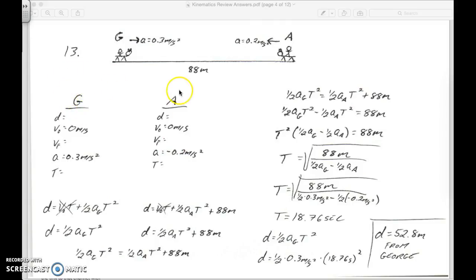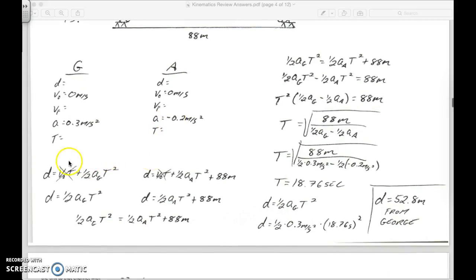So I have two guys. I've got a George column, and I think it was Alfred or Albert? Tough to remember, but Knight A, look that up. It was Sir Alfred. Sir Alfred's column is over here on the right. So these are the numbers that I know. I know they both start from rest, so V0 is 0 for both guys. And the accelerations I've got, 0.3 meters per second squared for George, negative 0.2 meters per second squared for Alfred.